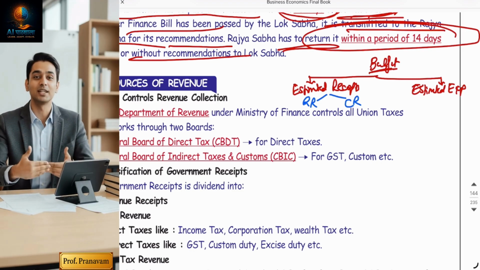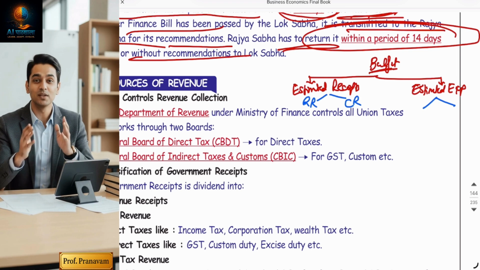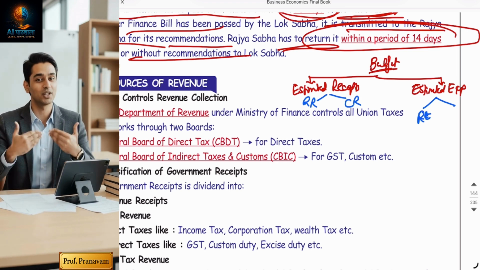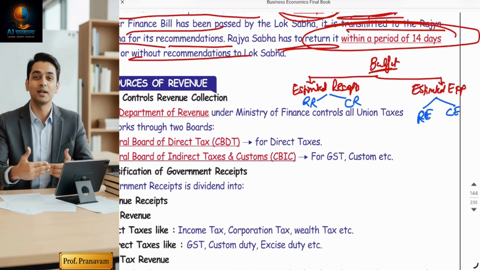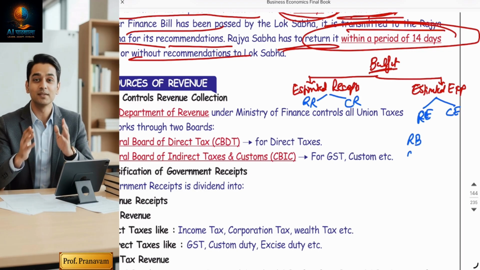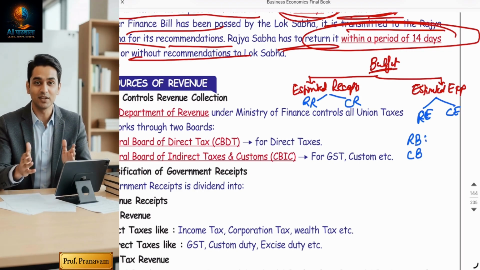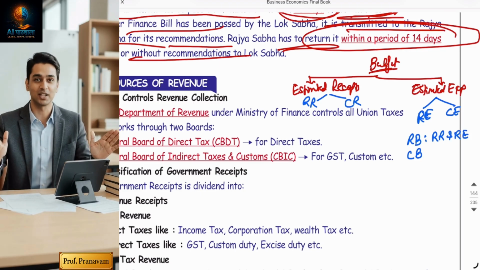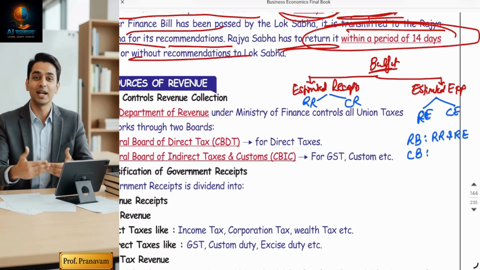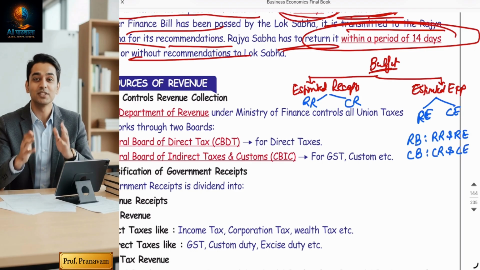And after receiving money, they spend. Expenditures are also divided in two parts, capital expenditure and revenue expenditure. That's why there are two types of budget, revenue budget and capital budget. Revenue budget comprises revenue receipts and revenue expenditure, and capital budget comprises capital receipts and capital expenditure.